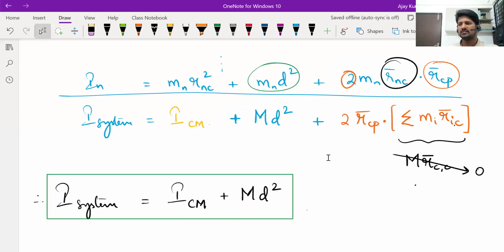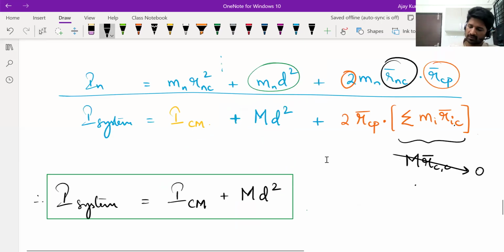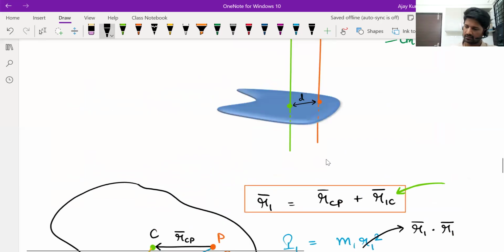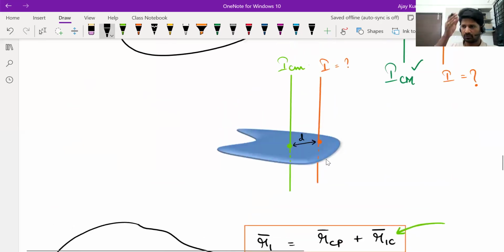Moment of inertia of the system about any other axis is equal to moment of inertia of the system about a parallel axis passing through center of mass plus total mass of the system into square of the distance between the two axes. Remember what is d also. d is the distance between the two axes, one of which is passing through the center of mass.